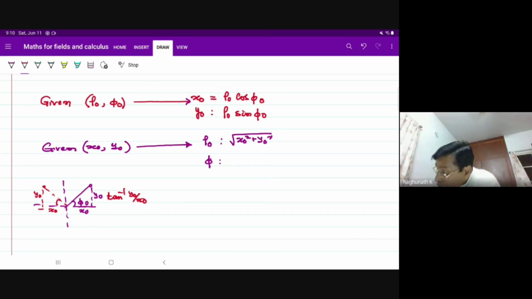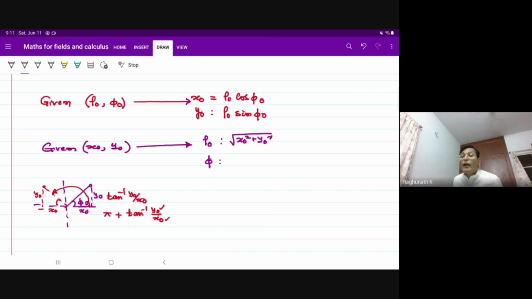In the second quadrant, this total phi naught is what? Pi plus tan inverse of y naught by x naught. Check it carefully. If y naught is positive and x naught is negative, when I substitute it, pi minus tan inverse of the magnitudes will come. Correct. This angle from the positive x-axis is pi minus tan inverse of y naught by mod x naught.